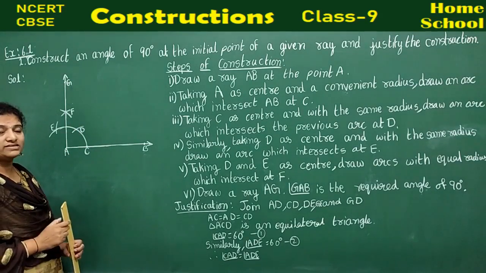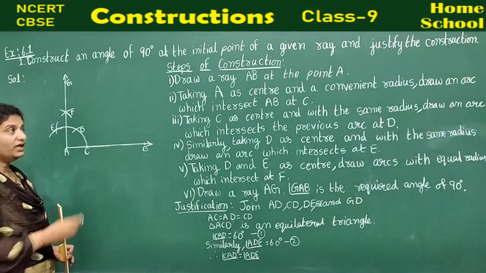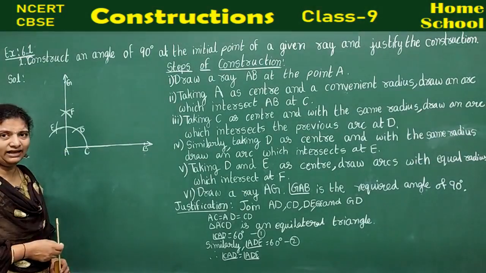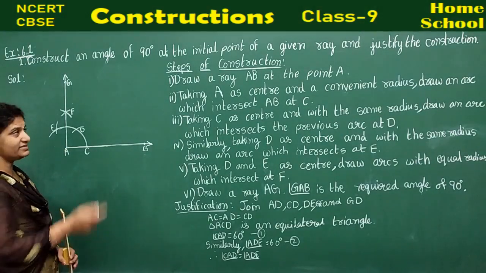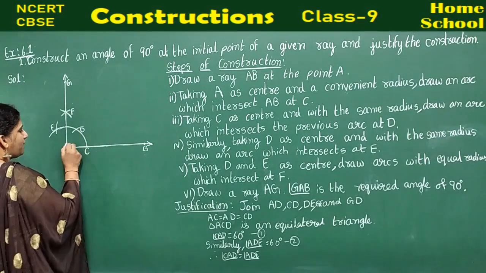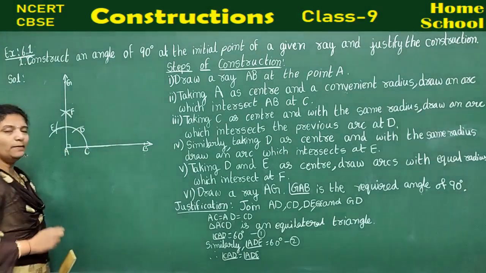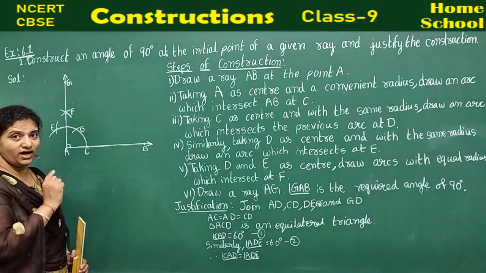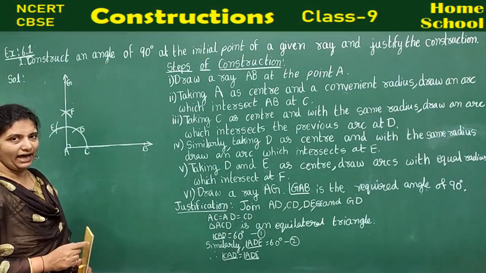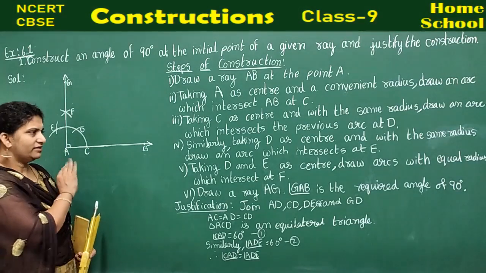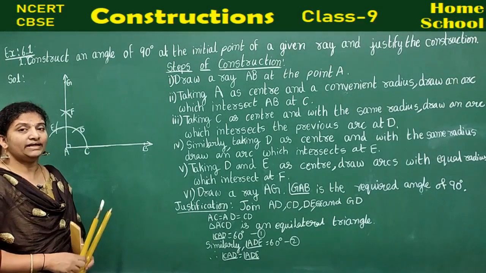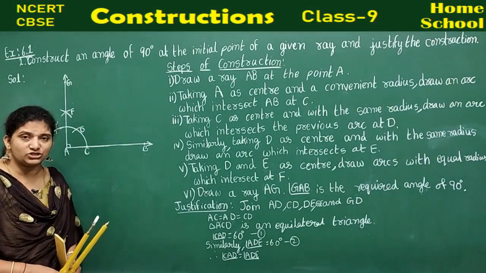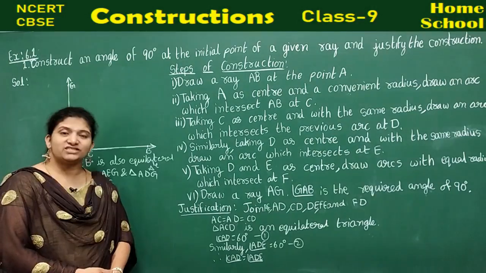Now, what have we done? We have constructed an angle of 90 degrees. Where is it? Angle GAB. This is your perpendicular angle. Yes or no? This is your perpendicular angle. Construction means this much is completed. But now they asked us to give a justification.